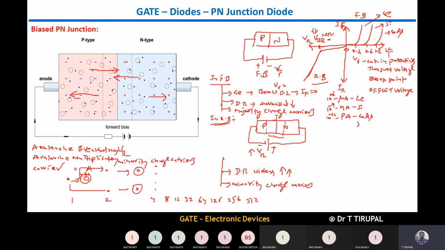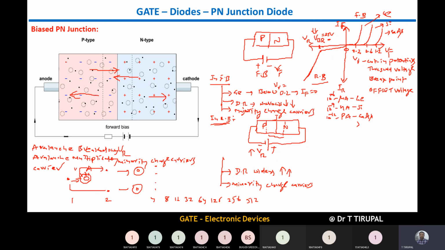Right, now let us see some important topics you need to learn regarding the depletion region. Suppose this is the depletion region. In this depletion region there is an immobile charge. What is that immobile charge?